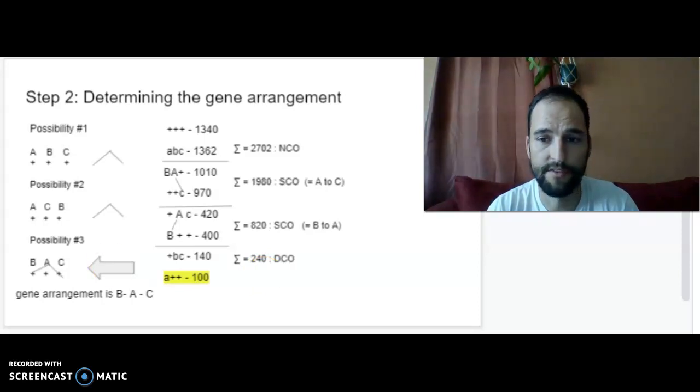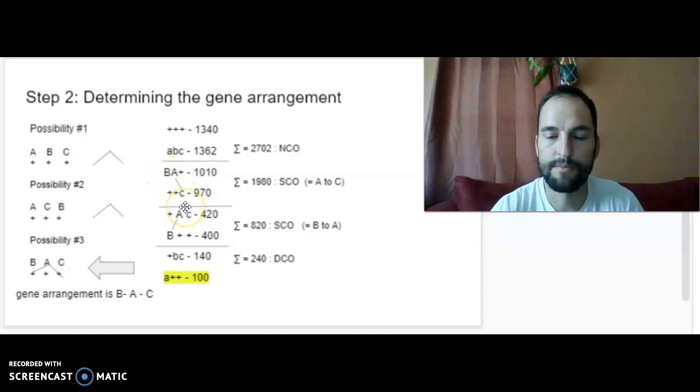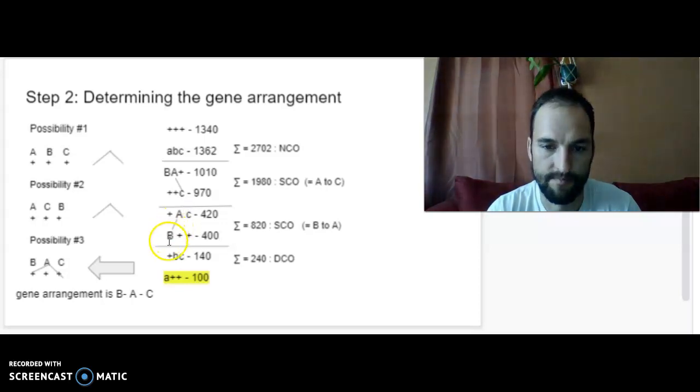Another thing I've done is rearrange this. Now that I found out that the gene arrangement is BAC, finding that shape tells us we have BAC. I've also changed these around: I've moved the B to the outside and the A to the middle. Same thing here, B to the outside, A to the middle, to give us that BAC arrangement. That helps me with better bookkeeping and is a way to double check what I've done. I've done B to A and then A to C.